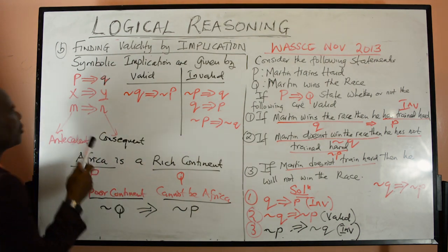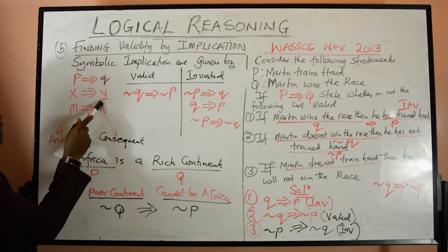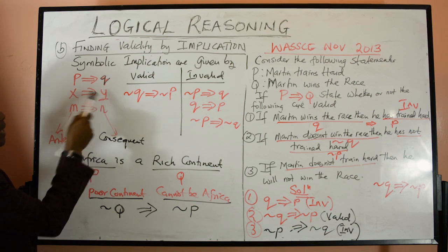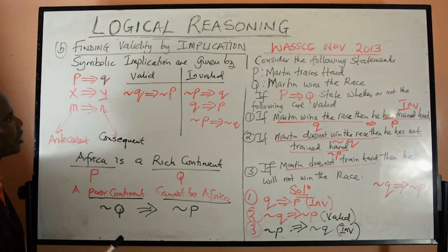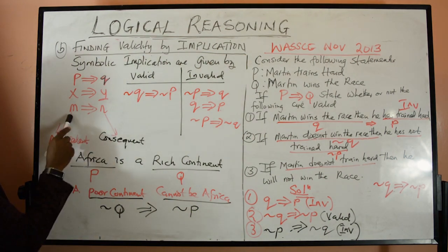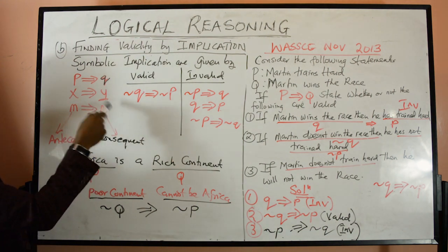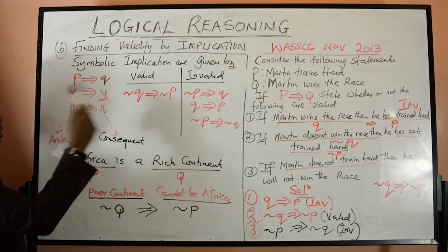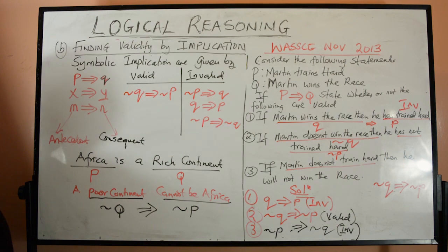So if the statements or the propositions were X and Y, then we can also say the valid conclusion from this will be negate Y implies negate X. That makes a valid conclusion. Every other combination is going to be an invalid conclusion. If the statements were M and N, then we say M implies N, and negate N implies negate M will give me the valid conclusion. Any other arrangement gives an invalid conclusion.